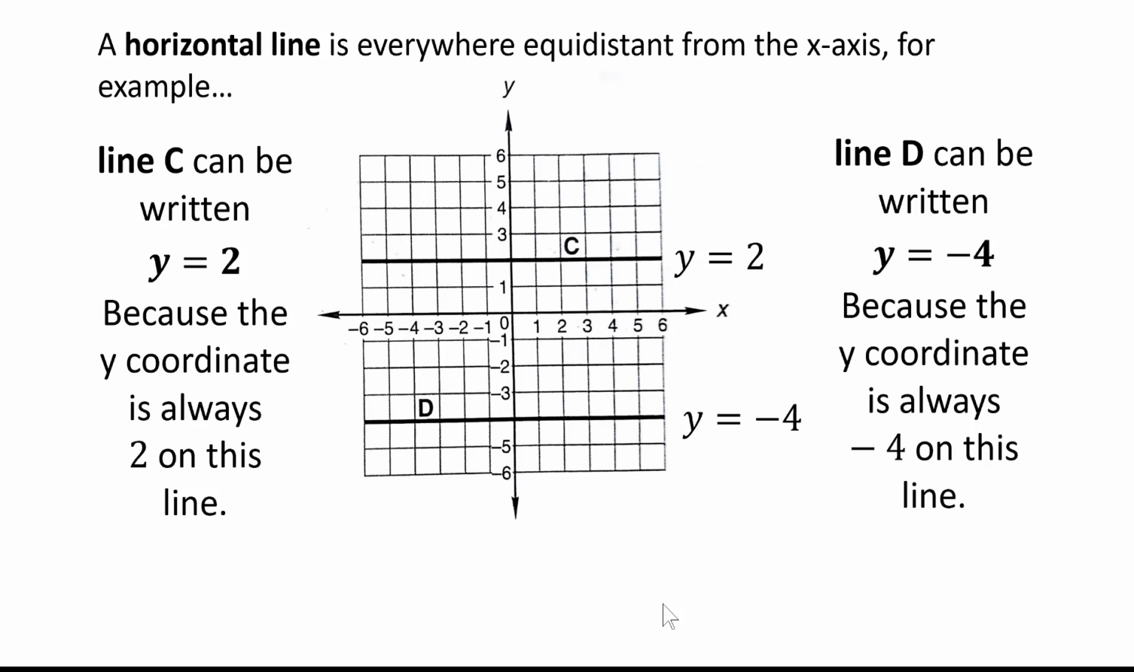So if you look at line C, it's always 2 away from the x-axis. So you have to go 2 up to get to every point on that line, which means that the y-coordinate of every point on that line would be 2. And same thing with the other one, y equals -4. All the points on there have a y-coordinate of -4, so we say the equation of that line is y equals -4. So for vertical lines, you're always going to have an equation that just says x equals some number. And for a horizontal line, you're always going to have an equation that says y equals some other number.